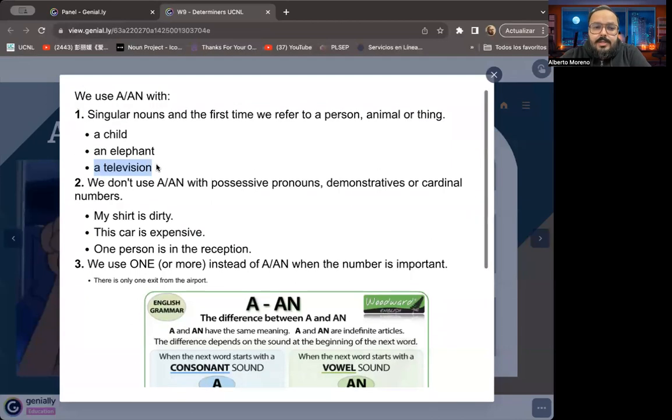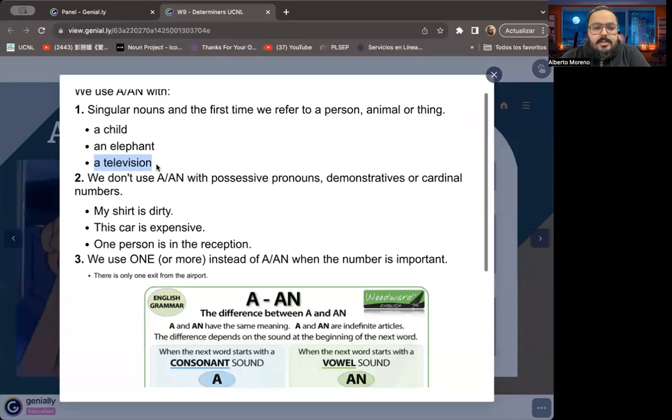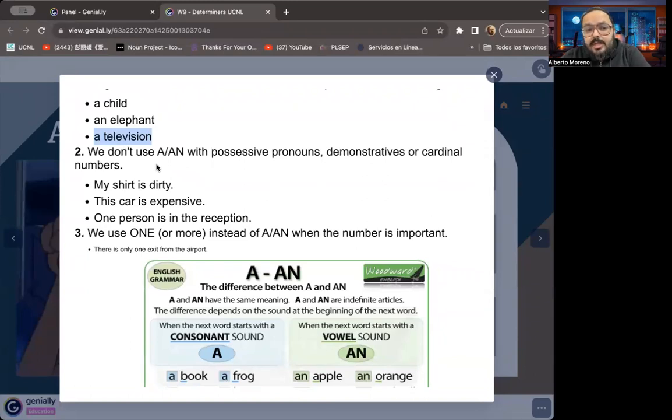Now, number two says we don't use a or an, the indefinite articles, with possessive pronouns, demonstratives, or cardinal numbers. For example, my shirt is dirty. This car is expensive. One person is in the reception zone. In here, we have the possessive pronoun, my. A my shirt doesn't make sense. So that's why we omit it and only use my, the possessive adjective, with the noun: my shirt. The demonstrative: this car. This a car doesn't make sense. So that's why we only use the demonstrative: this car is expensive.